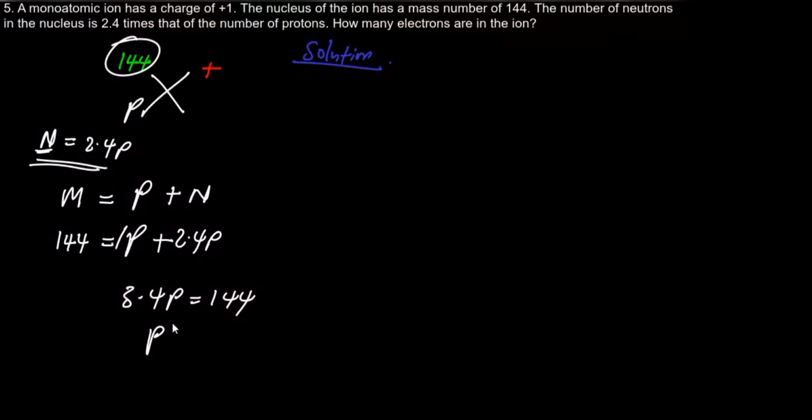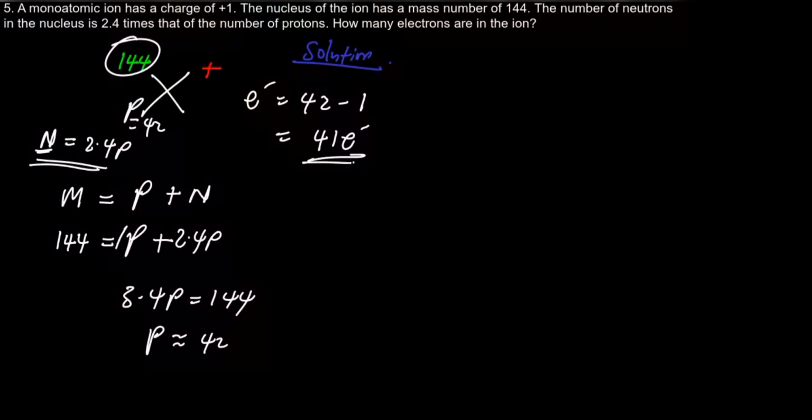So I'll just put that as a whole number. To the nearest whole number, I'll have it to be 42. That's the number of protons. Now, how do we get the number of electrons? Very easy. If protons is 42 here, what will be the electrons? Remember, plus shows that it lost 1 electron. So I'll have 42 minus 1, and that will give me 41 electrons. As simple as that.